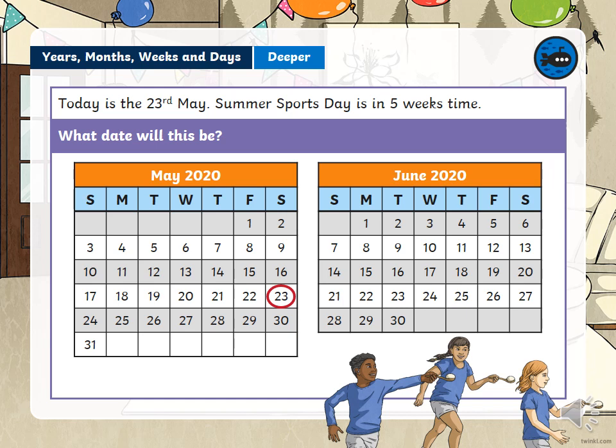Today is 23rd May. Summer sports day is in 5 weeks' time. What date will this be? So using this calendar, what I want you to do is count up 5 weeks' time and figure out what date you think the sports day will be. Pause the video for yourself for around a minute or so, and how many days are in a week? Add that amount of days each time.